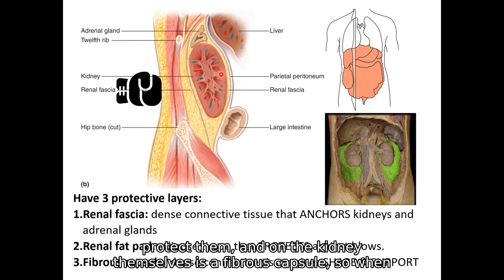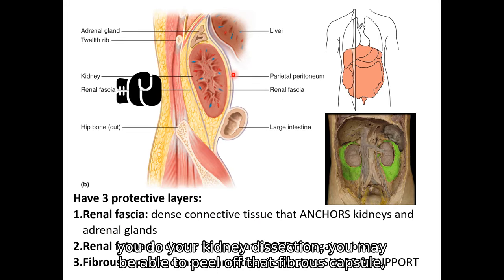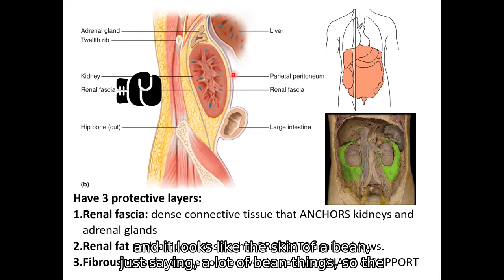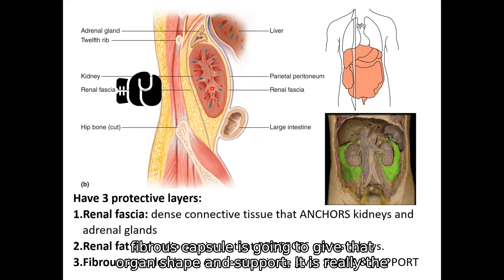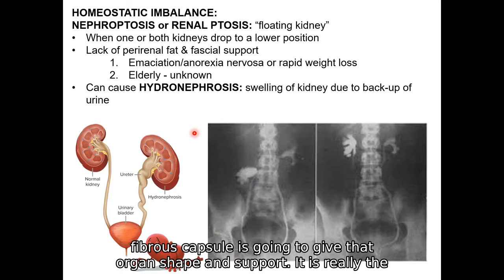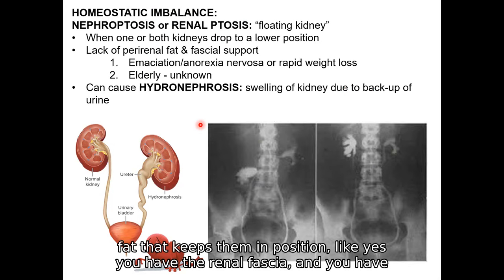And on the kidney itself is a fibrous capsule. So when you do your kidney dissection, you may be able to peel off that fibrous capsule. And it looks like the skin of a bean. Just saying, a lot of bean things. So the fibrous capsule is going to give that organ shape and support. It is really the fat that keeps them in position.